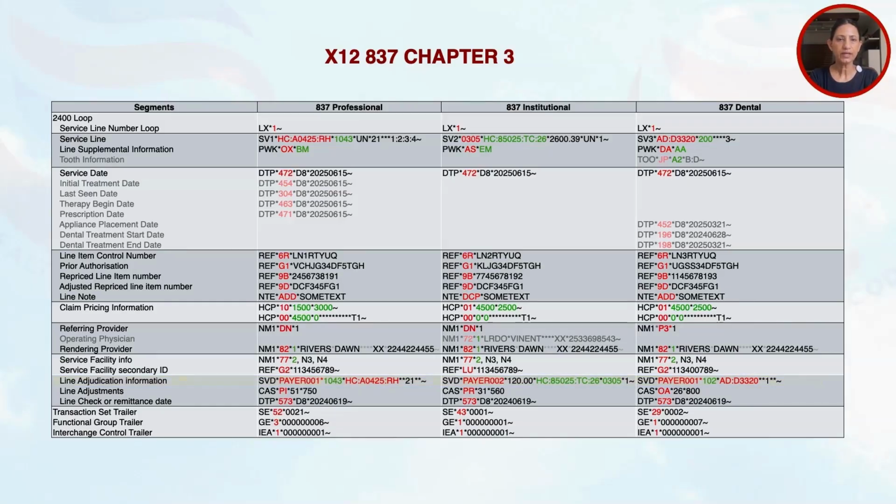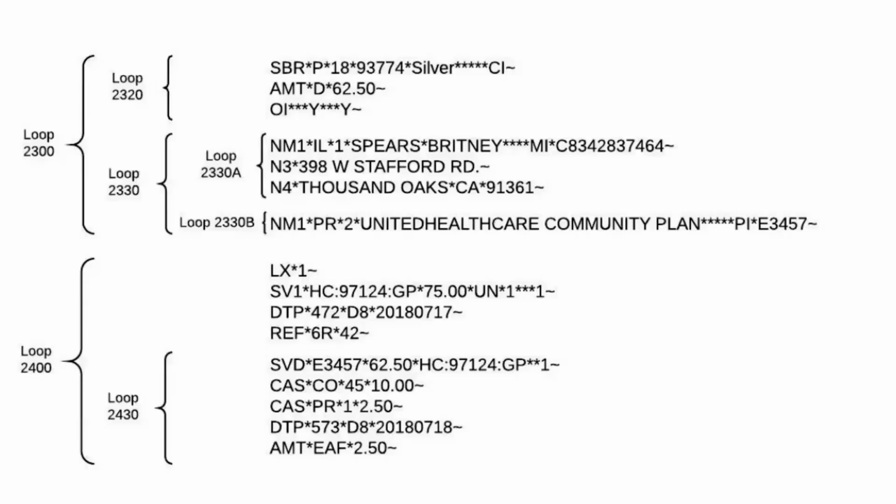This segment is required when the claim has been previously adjudicated by the payer or when any kind of adjustment is applied to this line by any payer, in case of multiple insurance companies involved. It's more used for the purpose of coordination of benefits. So this diagram here explains the use of the SVD segment better.